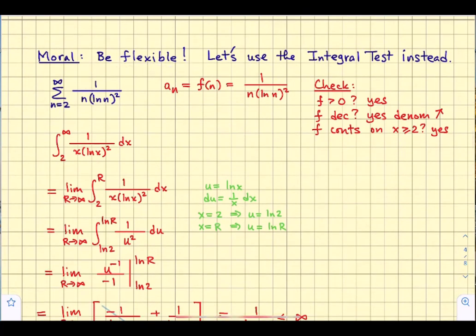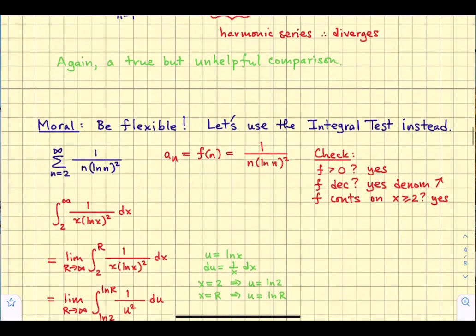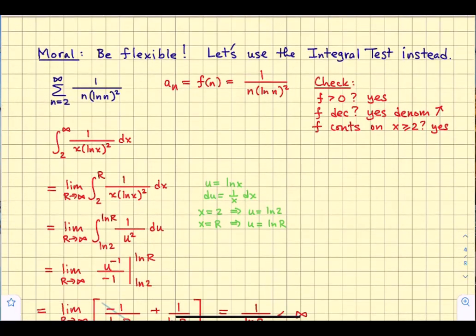You don't have to use the direct comparison test. You have all of your tests at your disposal. And so this is a great example where maybe it's not so easy to do a direct comparison test. Instead, we'll pivot and use the integral test. This gives us another look at an integral test example.